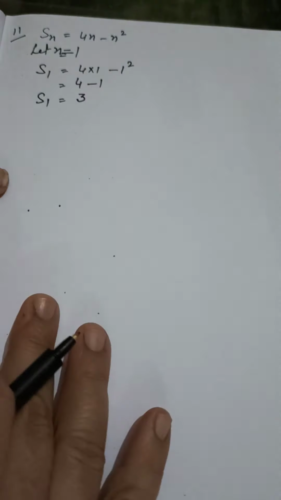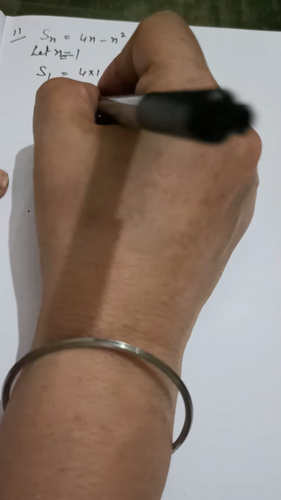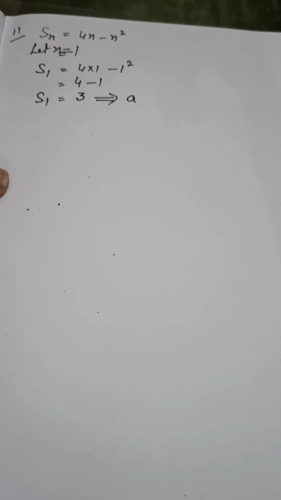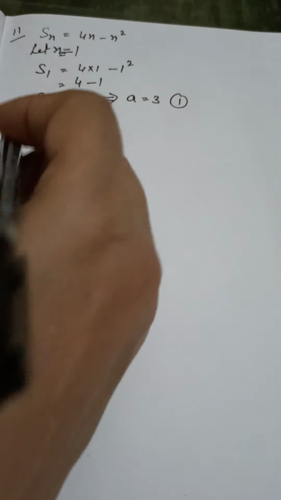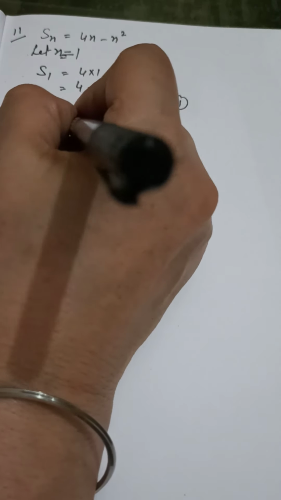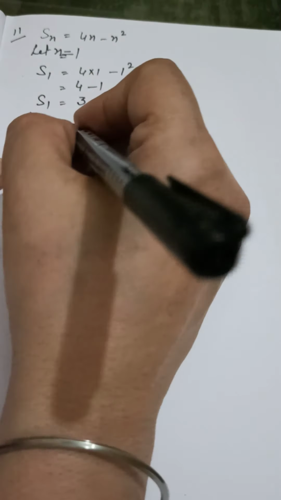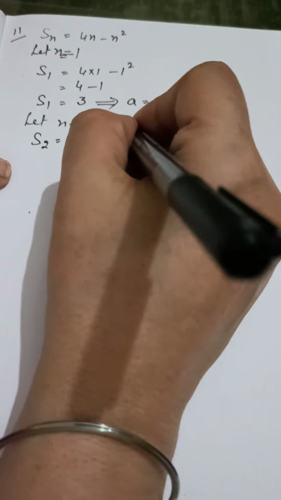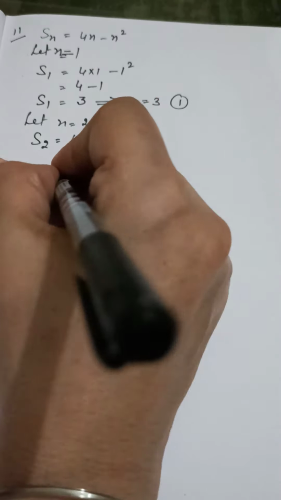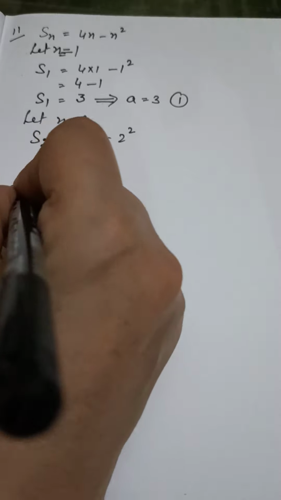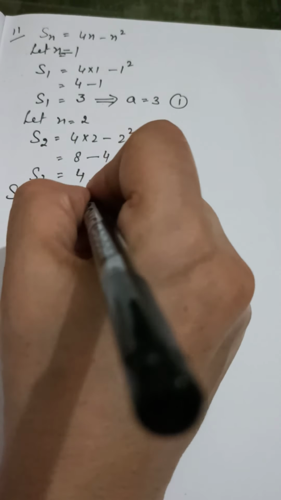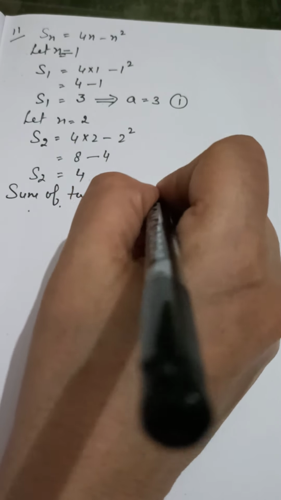S1 means sum of one term. Sum of one term is a. So a is equal to 3. It is found out. Now let n equal 2. If we put the value of n as 2, we get S2 is equal to 4 into 2 minus 2 square. 4 into 2 is 8. 8 minus 4. So S2 is equal to 4. S2 means sum of two terms. Sum of two terms is equal to 4.